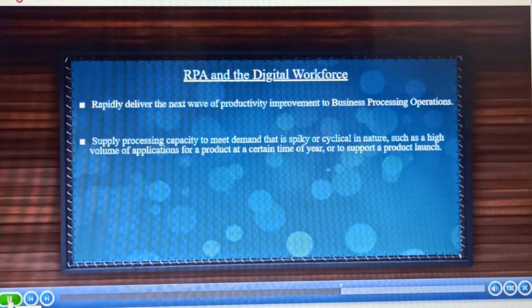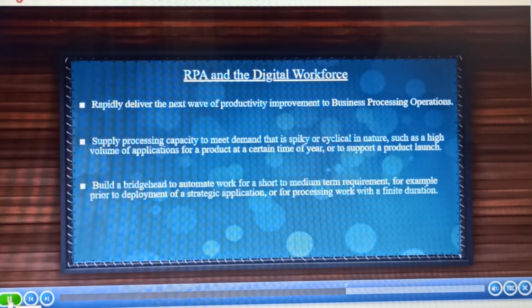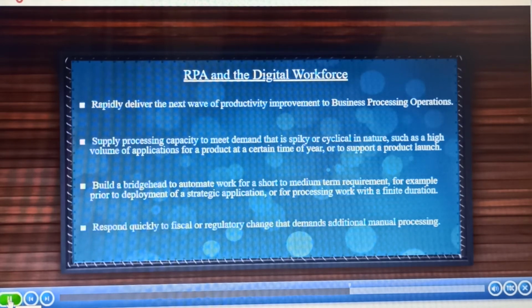They supply processing capacity to meet demand that is spiky or cyclical in nature, such as high volume of applications for a product at a certain time of year, or to support a product launch. They build a bridgehead to automate work for a short to medium-term requirement, for example, prior to deployment of a strategic application, or for processing work with a finite duration. They respond quickly to fiscal or regulatory change that demands additional manual processing.